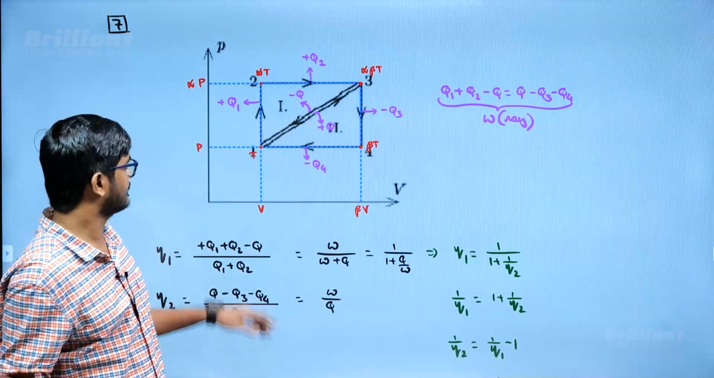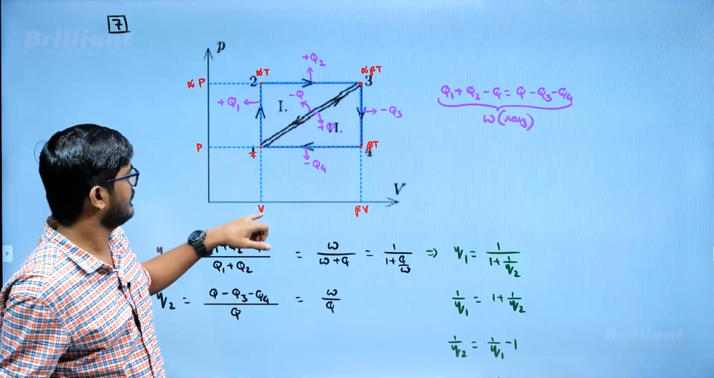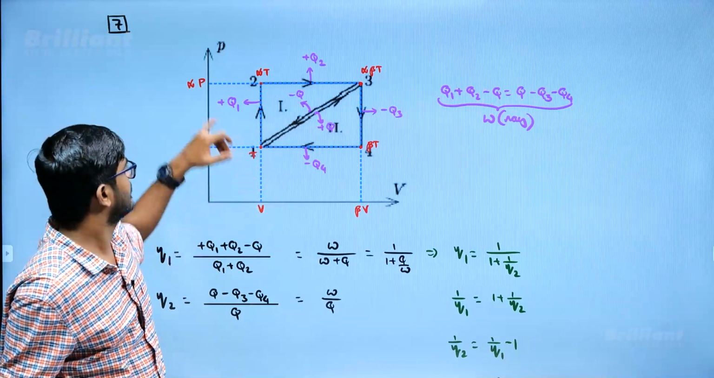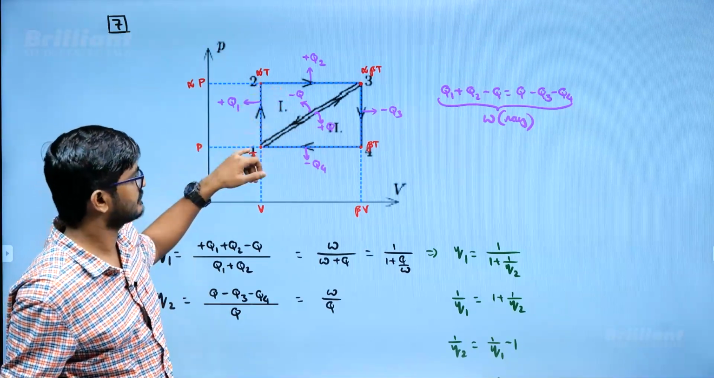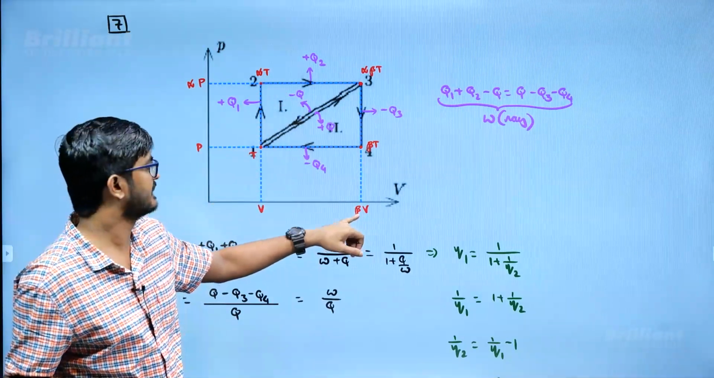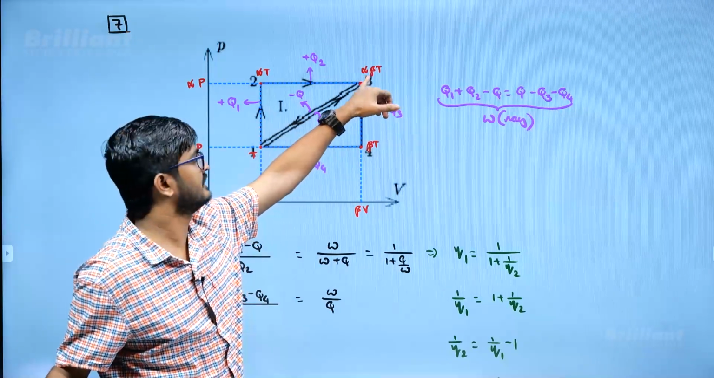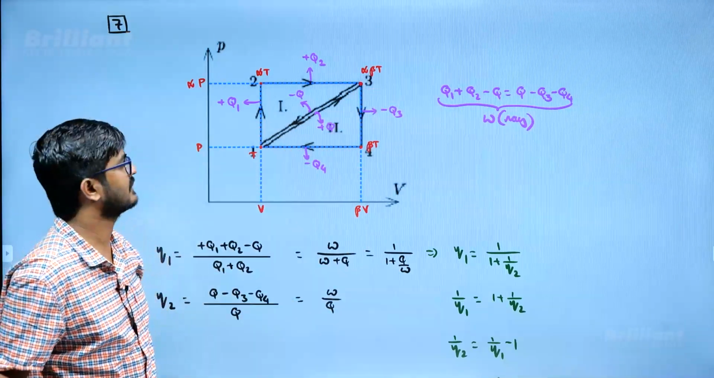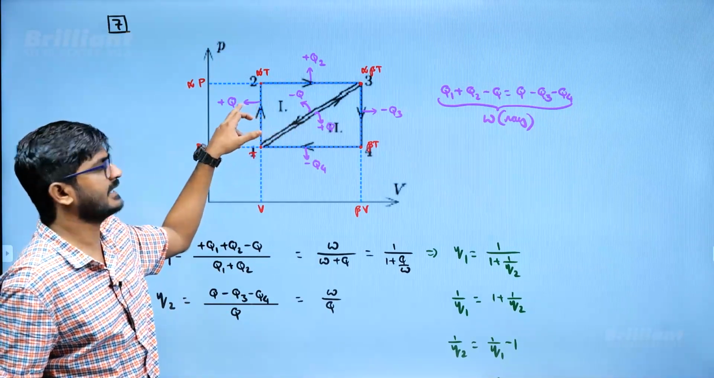So what I did here is, for my convenience, I assumed this pressure as P, V, and this temperature is T. Now I assumed this pressure is alpha P, so the temperature is going to be alpha T. And this volume I assumed as beta V, so this temperature is going to be beta T, and this temperature is going to be alpha into beta into T. Anyway, that's not needed. So I can see the temperature is increasing, so gas will be taking the heat.